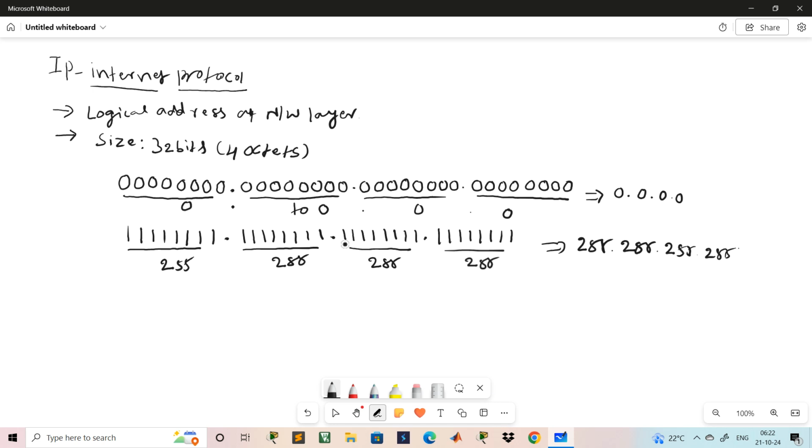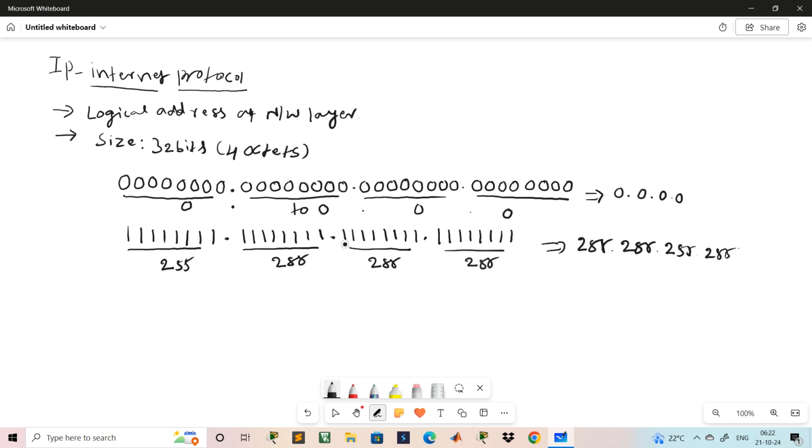public domain? What is a private address and what is a public address? What are the IPs I can assign to a host machine? So you have to learn this. To learn this, you first have to look at the classes of IP. What are the classes of IP?